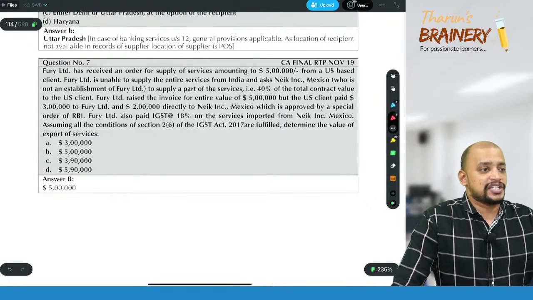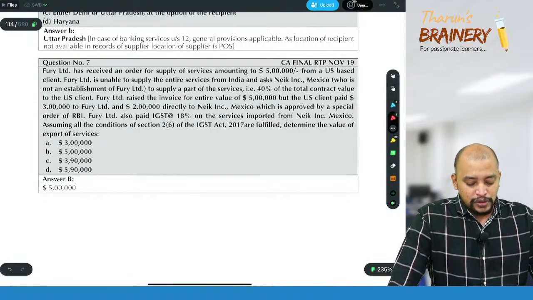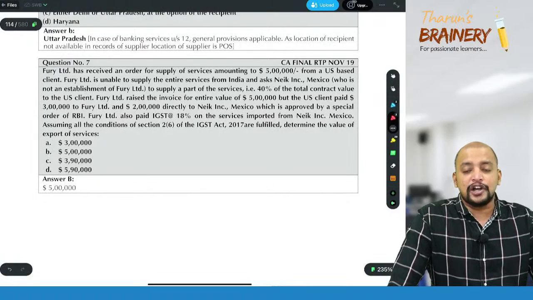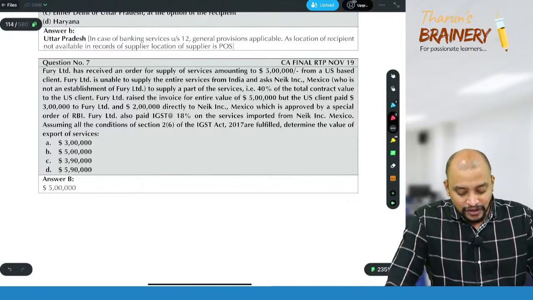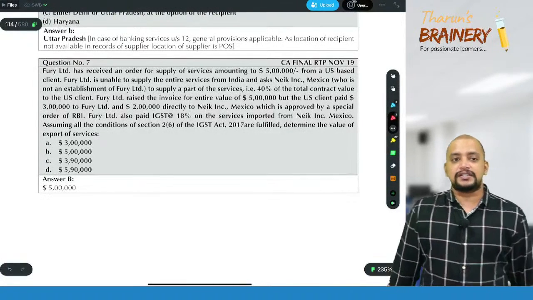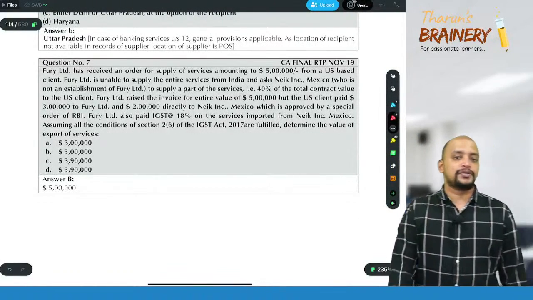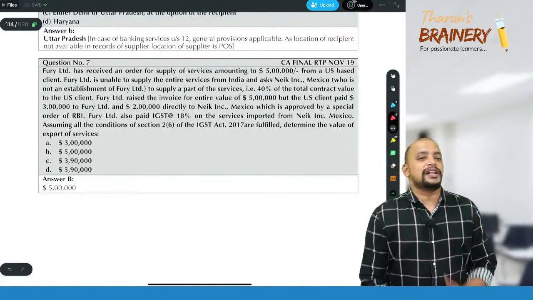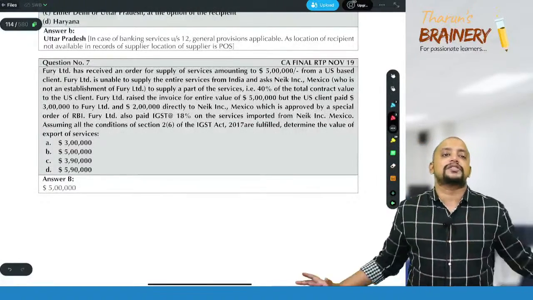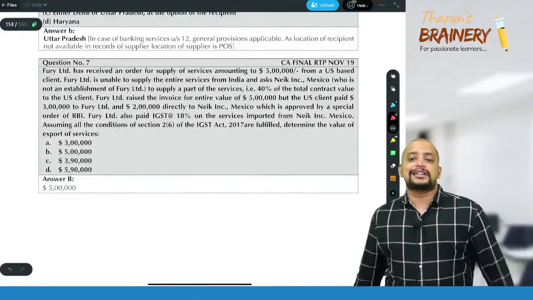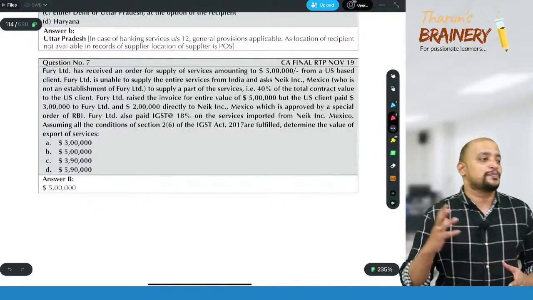Assume all conditions for section 2 clause 6 of IGST Act, meaning of export of service, are fulfilled. Determine the value of export of service. All conditions are fulfilled. Supplier in India, recipient outside India, place of supply outside India. Consideration is in forex. Supplier and recipient are not two establishments of the same person. When all the conditions are satisfied, then it will be treated as export of service.